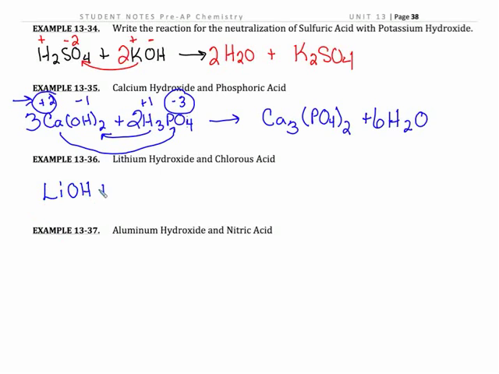Lithium hydroxide, with chlorous acid, which came from -ite. Chlorite is ClO2. So that was +1, -1, +1, -1. Okay, be very careful about those charges. AP doesn't accept putting charges there. I'm going to be okay with it for a little while, but you should erase them when you're done. LiClO2 plus H2O. And that's balanced.